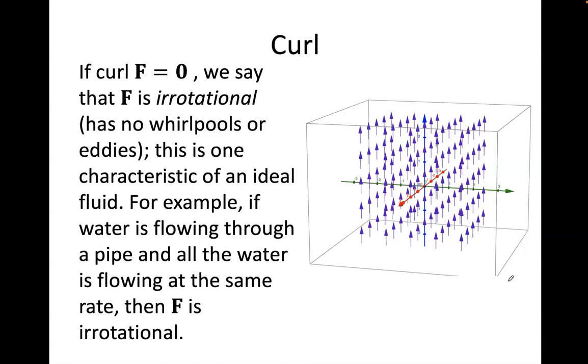If the curl of f is indeed 0, we say that f is irrotational. It has no whirlpools or eddies. This is one characteristic of what we call an ideal fluid. For example, if water is flowing through a pipe and all the water is flowing at the same rate, then f is irrotational. I've tried to illustrate that here. Imagine this represents water flowing through a pipe. This would be an example of an irrotational vector field, because you haven't got a little whirlpool here. You haven't got stuff like that.